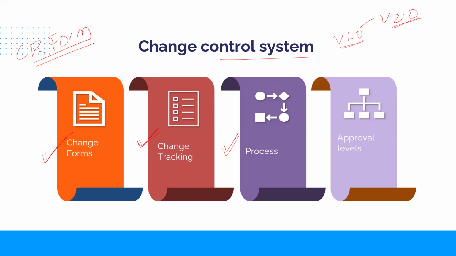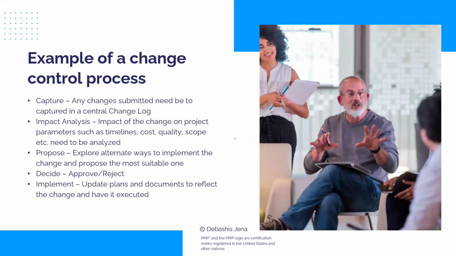I'll show you an example of a process. Have a look. Here's a simple 5-step process for change. Step number 1 is capture. Capture is like somebody submits a CR form to the project manager. So that's the PM's job. PM is going to take it and capture it in a change log. So we would be maintaining a central change log, and as and when a change is raised, PM would go and capture it there.